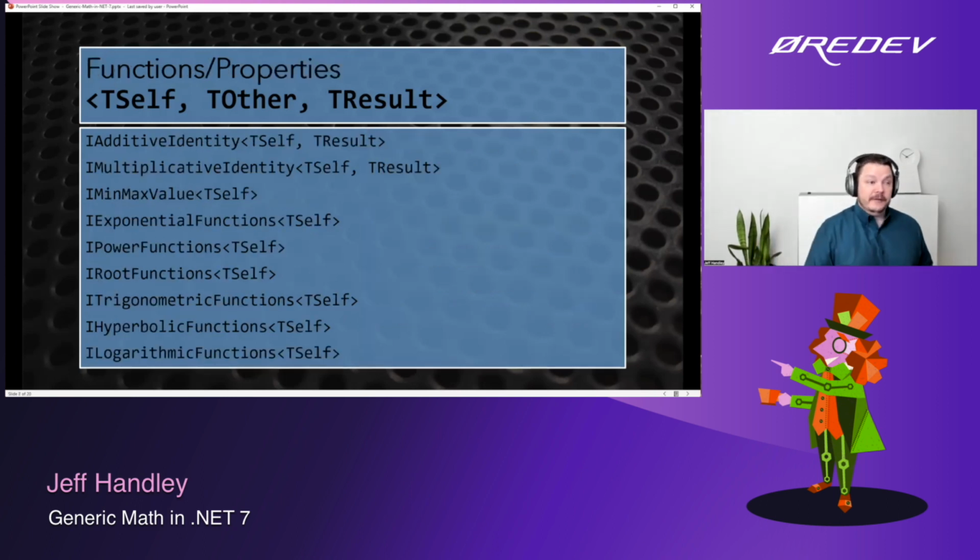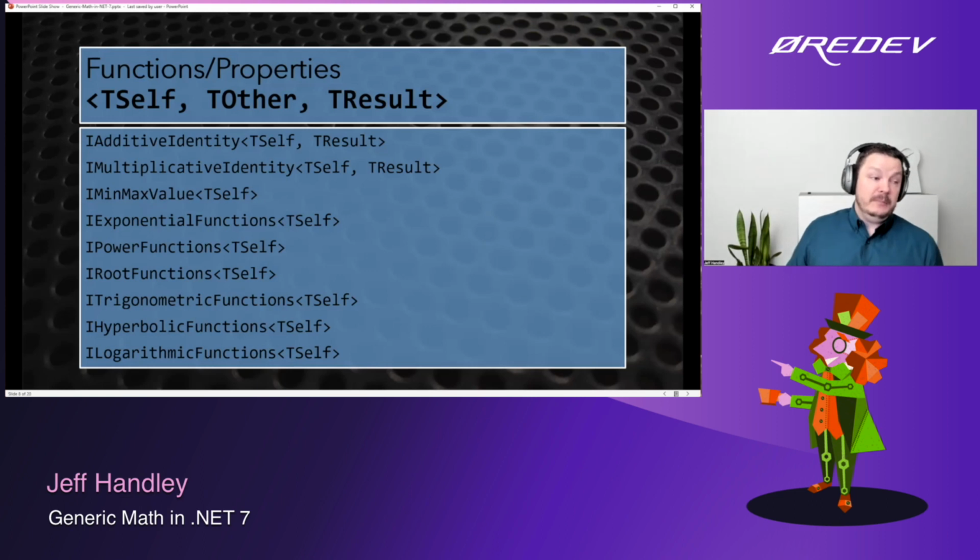We also have function and property interfaces that get defined for these details. These also use the same pattern of T self, T other, T result. So we have the IAdditiveIdentity. This means, what number can you add to a number and have it not change? So 0. The multiplicative identity we saw is usually 1. What number do you multiply by something in order to get the same result? We're going to multiply by 1 there.